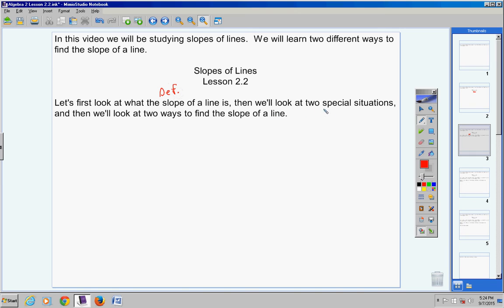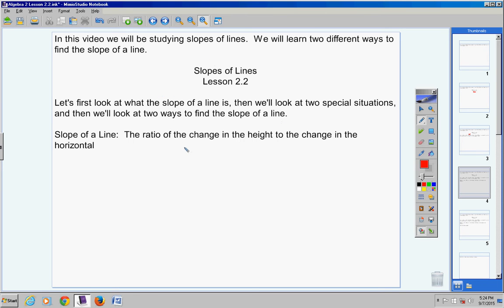Then we're going to look at two special situations involving slope, and then we're going to look at two ways to find the slope of a line, okay? This is going to be a pretty short video, but it's very important that you understand what we're doing today. First of all, you are not responsible for this definition. I would still encourage you to write it in your notes, but that's up to you, okay? I'm not going to put this on a test, but I think you should write it down.